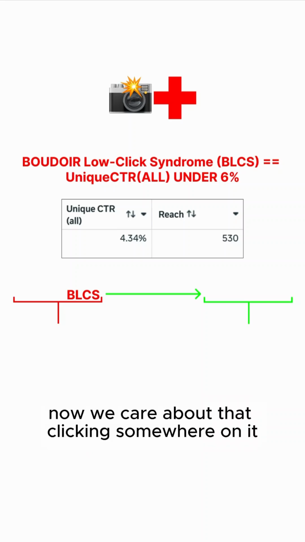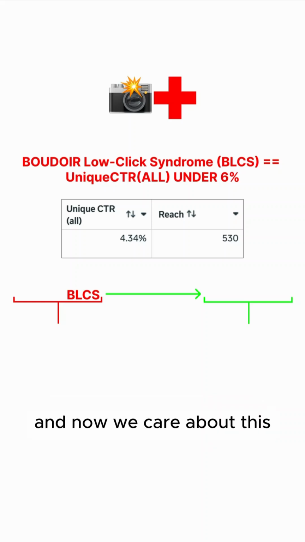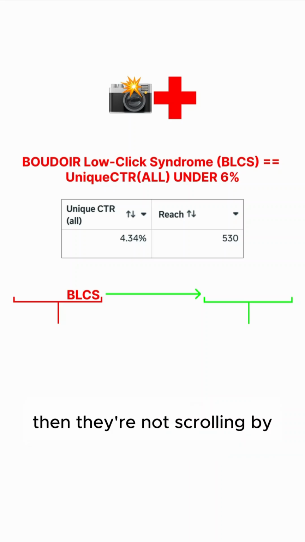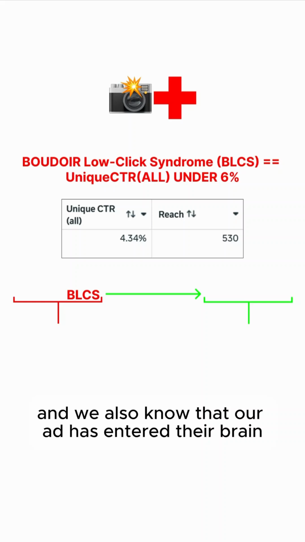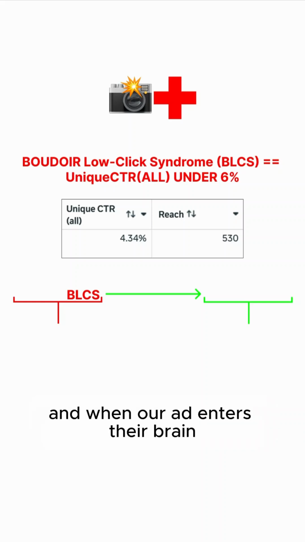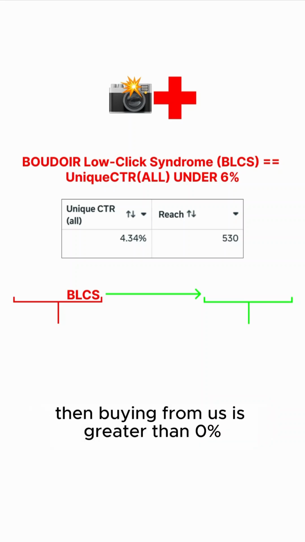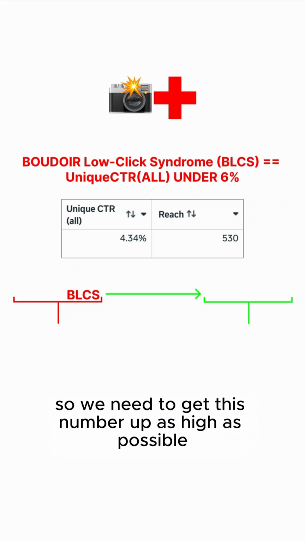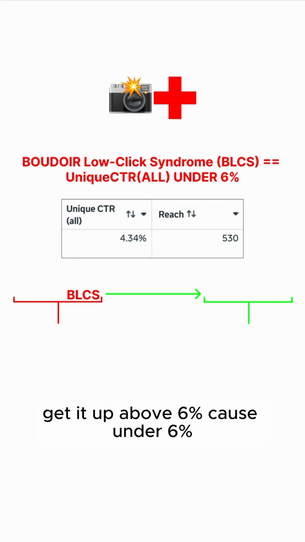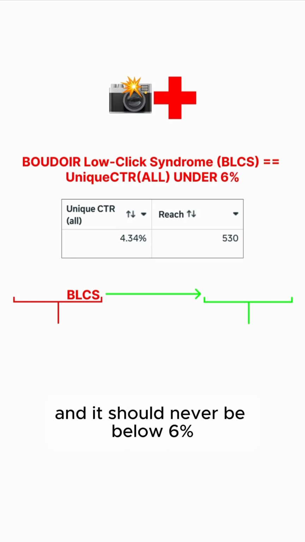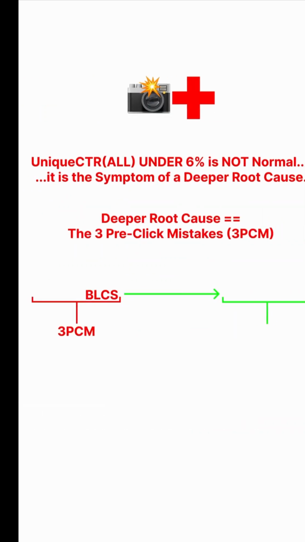Now we care about that, clicking somewhere on it. And we care about this because we know if women are clicking on our ad, then they're not scrolling by. And we also know that our ad has entered their brain. And when our ad enters their brain, that is the only chance that them buying from us is greater than 0%. So we need to get this number up as high as possible. Obviously, get it up above 6%, because under 6%, there's some massive structural issues with the ad. And it should never be below 6%. 6% is like the bare minimum.